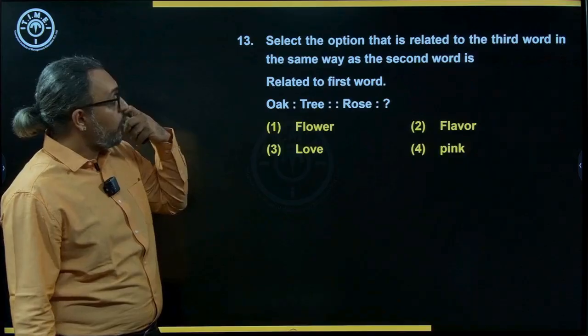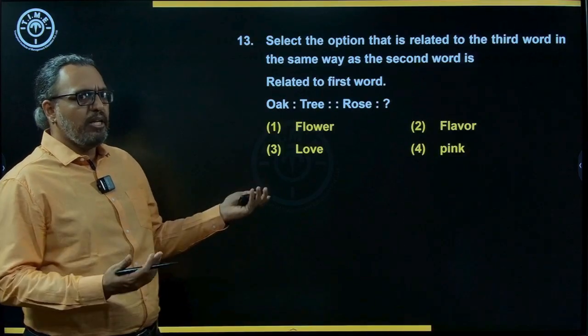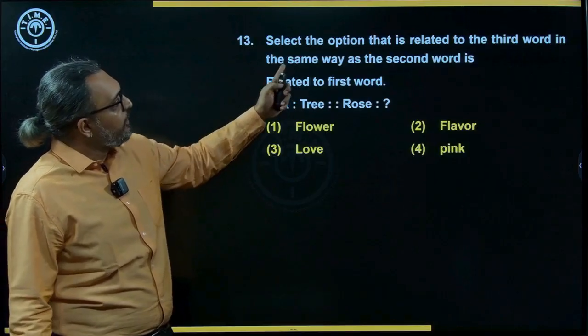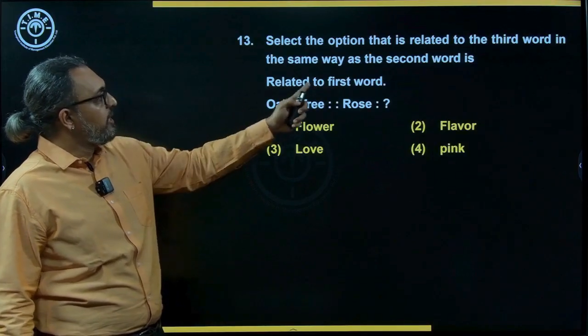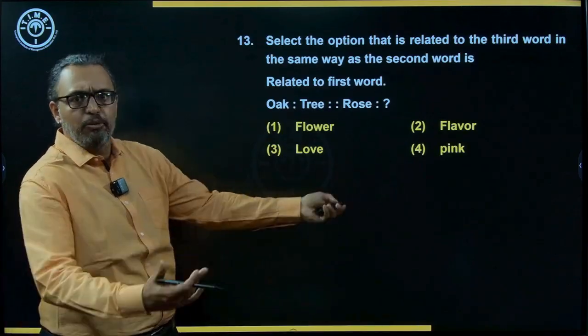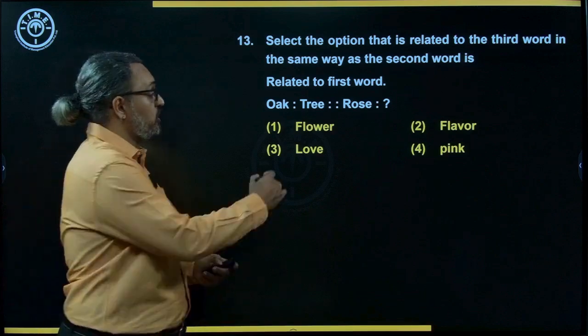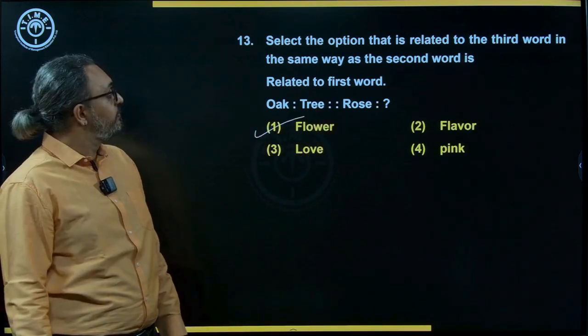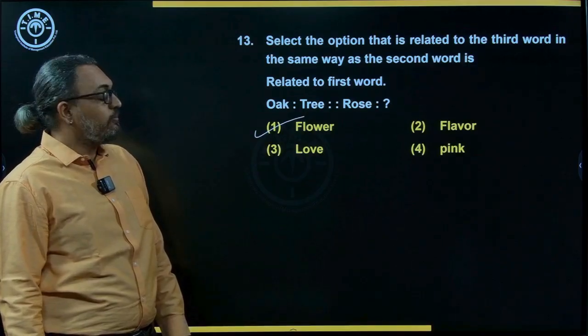Then, yes, now this is verbal analogy. Sometimes verbal analogy will also be given where with words, we need to find a relation. Same way, select the option that is related to the third word in the same way the second word is related to the first word. Oak is to tree. Oak is a type of tree. What is rose? Rose is a type of flower. Correct? So, option 1.